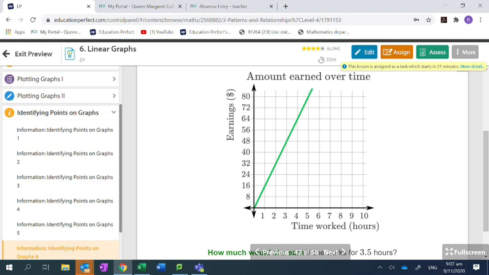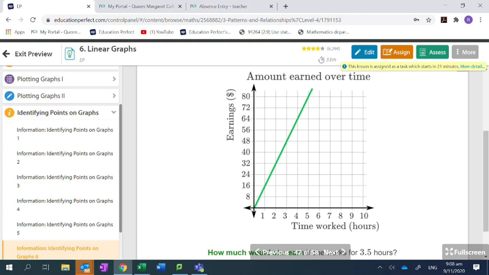They did the dots this time. Because if you look at it, it's time worked. Can you work half an hour? Yeah. Sure. Okay. And earnings. Do you only earn dollars, single dollars? No, you can earn cents in between, right? So in this case, it was appropriate to write this information in as amounts earned over time.